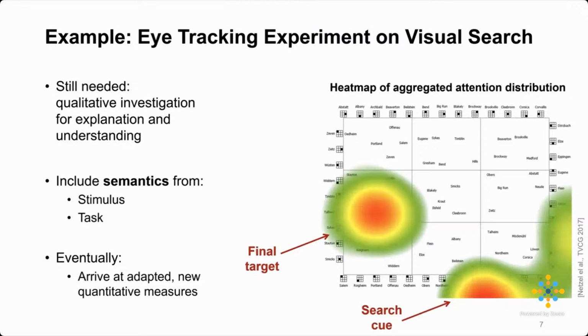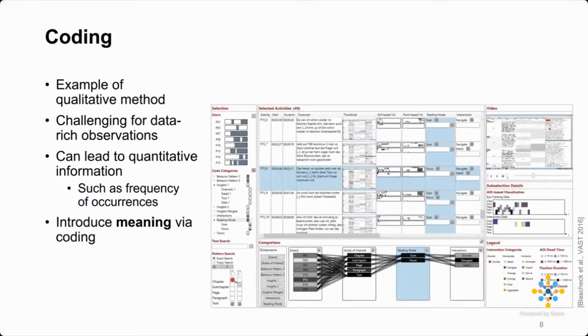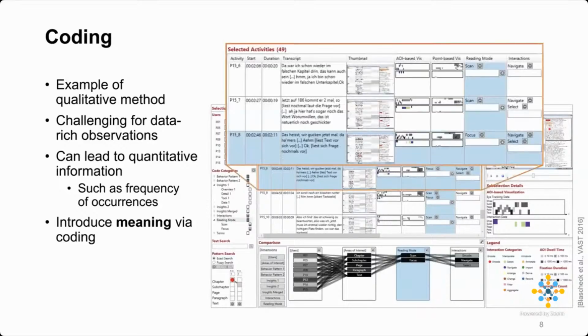The previous example illustrated that we can introduce meaning by including additional sources of data and outside knowledge. Let's now have a look at coding, just to take a typical qualitative approach as a starting point for bridging from that side. Coding becomes even more informative for data-rich observations, but it's also quite challenging there, for example, when combining audio transcripts, video, eye tracking, and user interaction logging. In general, coding can lead to quantitative information again, for example, the frequency of codes. And we add semantics through the coding process.